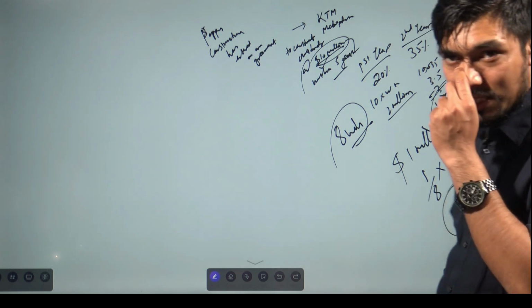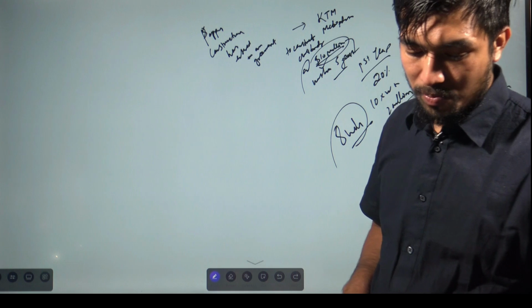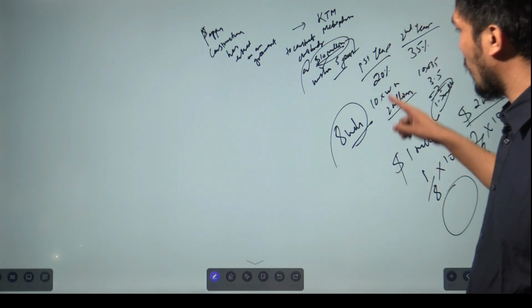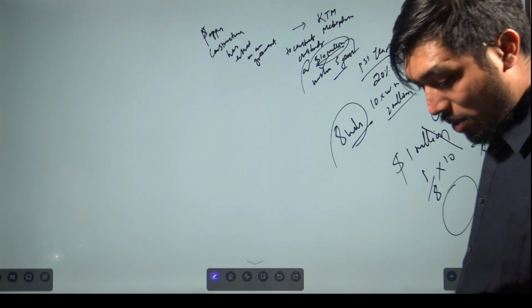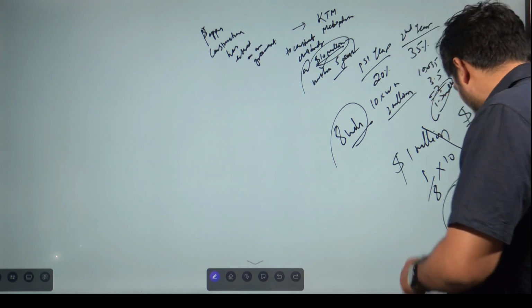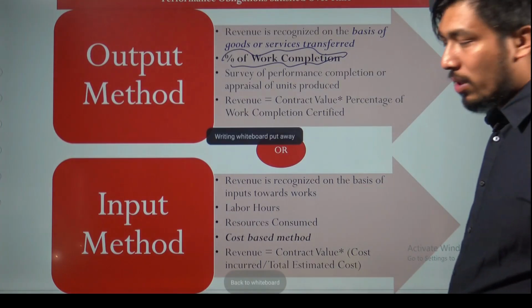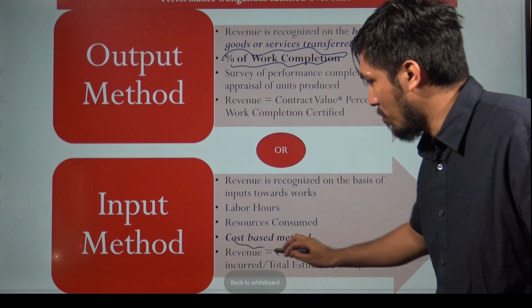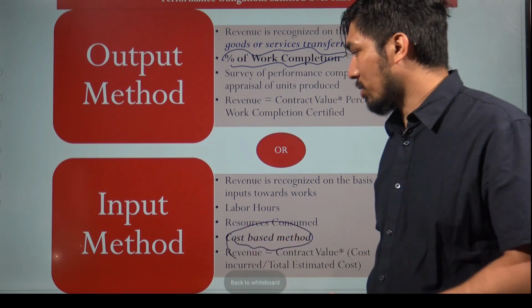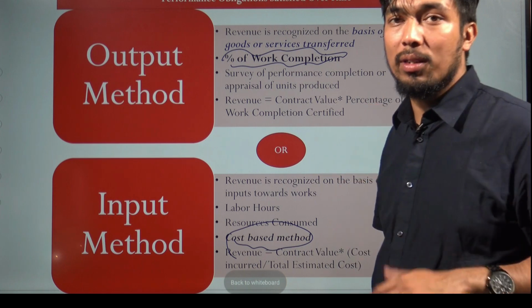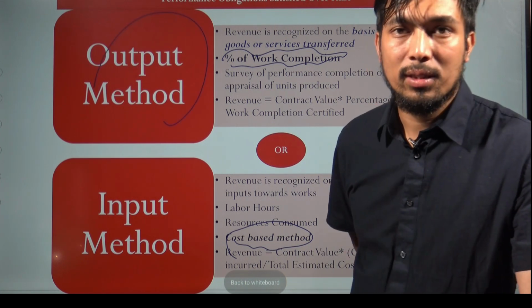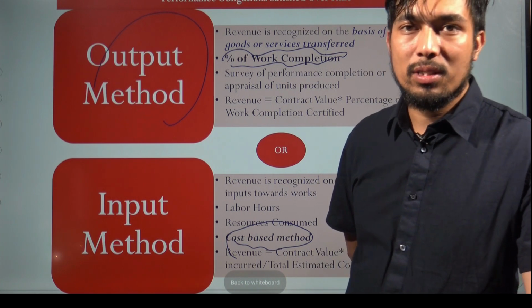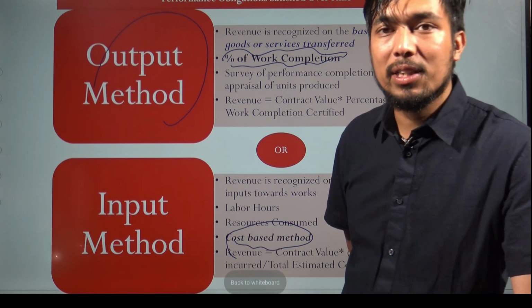That's the method discussed in IFRS 15. Either you can follow the output method, that is on the basis of work completion, or you can follow the input method, that is on the basis of cost incurred by the construction company. Input method is a cost based method, that is cost of raw material, cost of labor, cost of cement, cost of iron, steel. Now discuss the presentation and disclosure that has been discussed in IFRS 15.